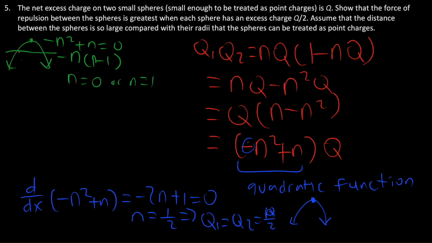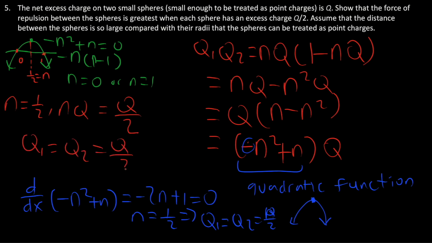So here is 0 and here is 1. So here has to be a half, right? So n is equal to a half. So now you know n is equal to 1 over 2. And when n is equal to 1 over 2, then the charge is going to be q over 2. So the charge q1 is equal to q2 is equal to q over 2. So this is why the force of repulsion is greatest when both spheres have a charge of q over 2.